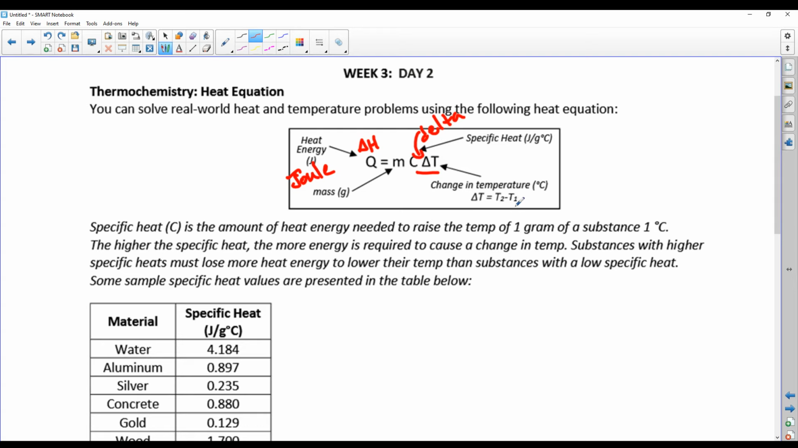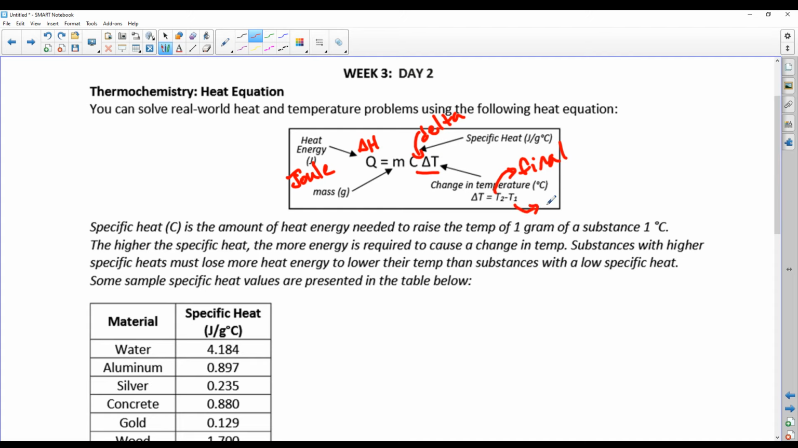So the initial temperature would be T1, and the final temperature would have been that 90 degrees. So the T2 is for final. That's what your substance ended up at. It started out at one temperature and it either heated up or cooled down. So if it cooled down, it would have ended up at a lower temperature. That would be the final temperature. If it heated up, it would end up at a higher temperature.